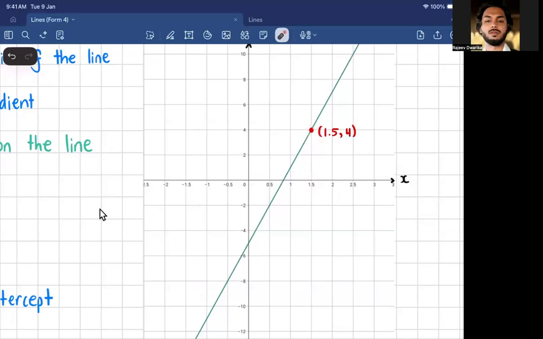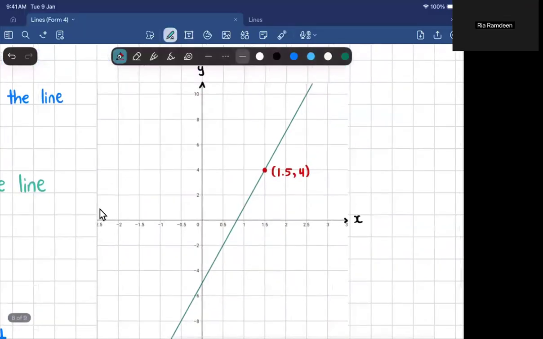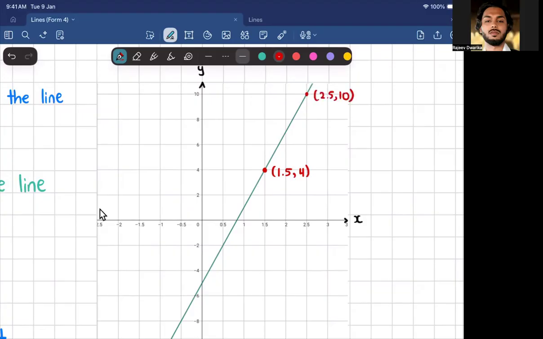So give me another point. I want a point from you. See if you find any points that would be perfect. 2.5, 10. All right. 2.5, 10. You would be correct. Big up yourself. Right, so I get a point from you. Nice. 2.5, comma 10. Now, truth be told, this is all I need. I can find a gradient with these 2 points.